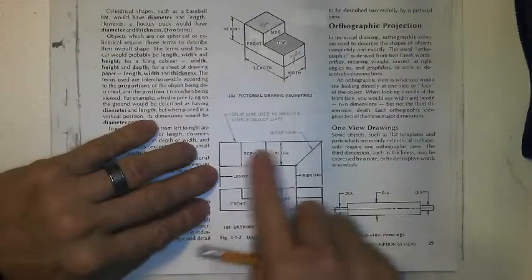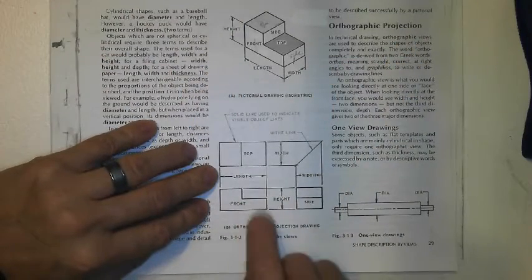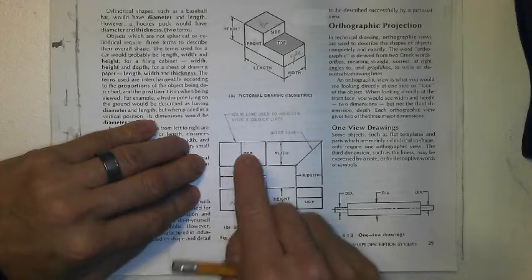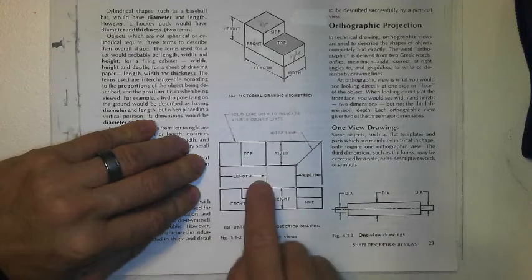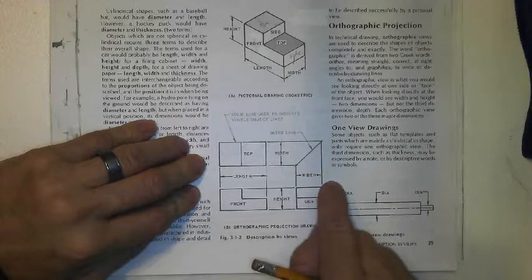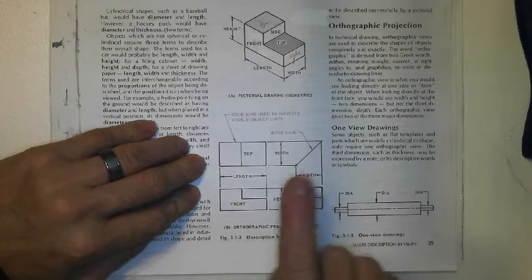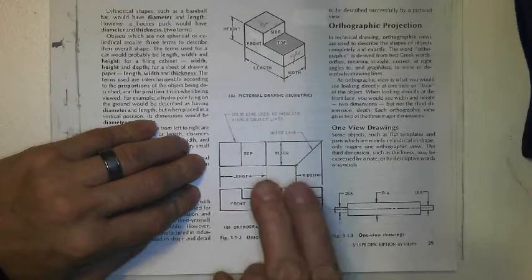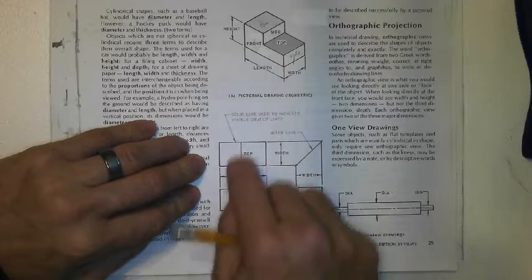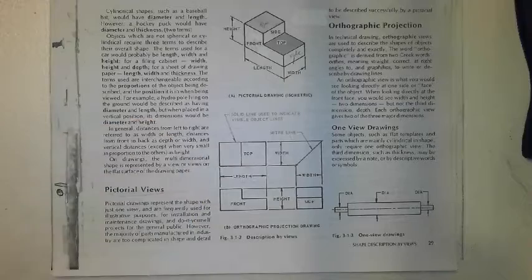This is a 2D picture, but there's 3 of them. So this one has length and width, length and height, height and width. 2 dimensions for each of the pictures, but there's 3 of them, so you really do get a good idea of what the object looks like.